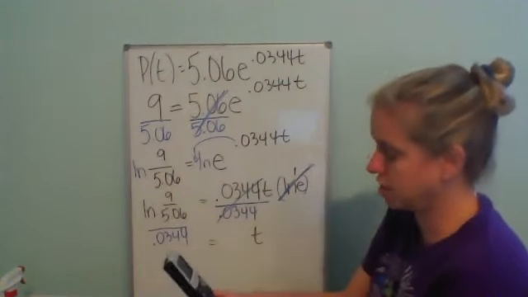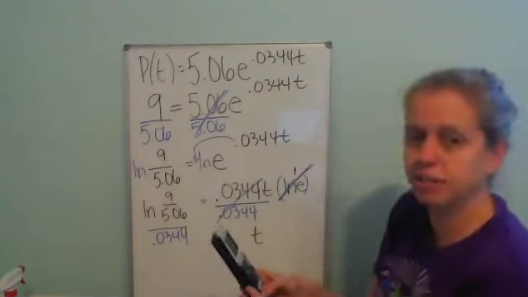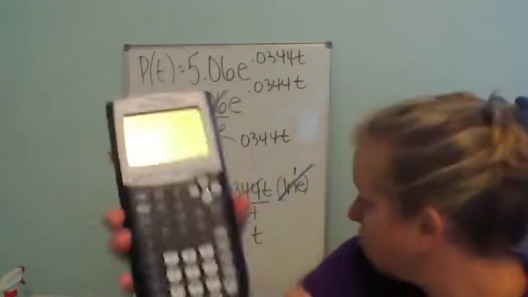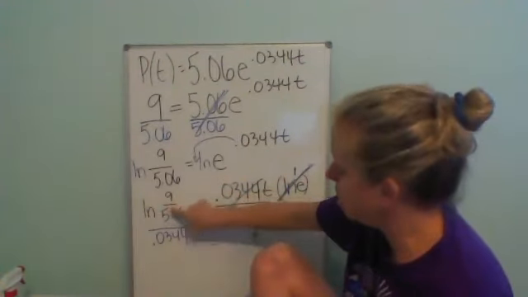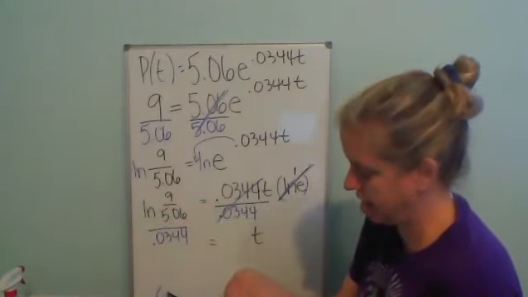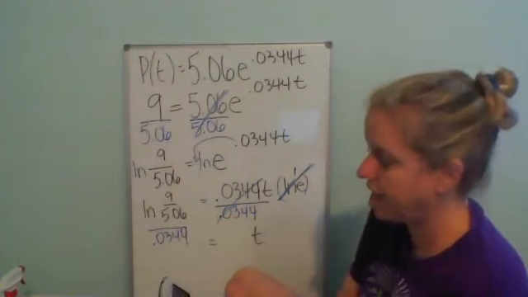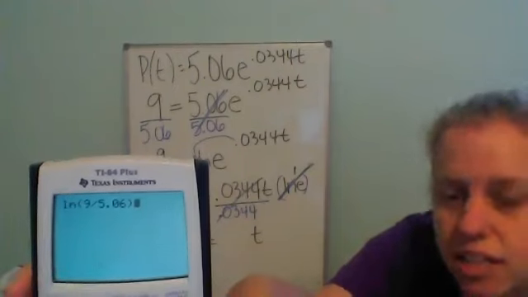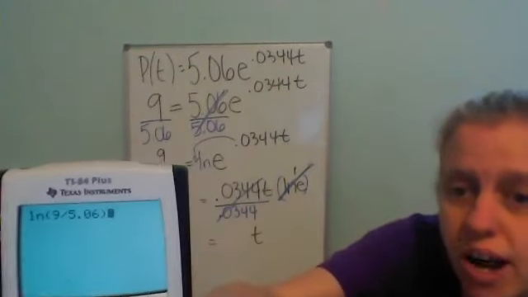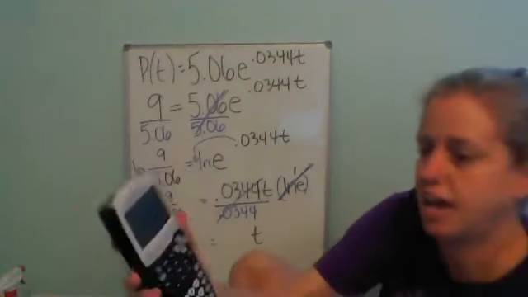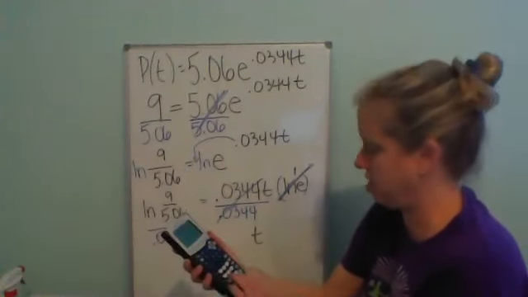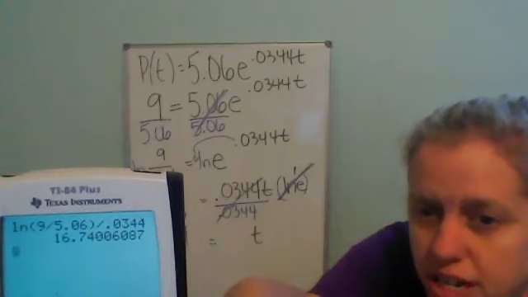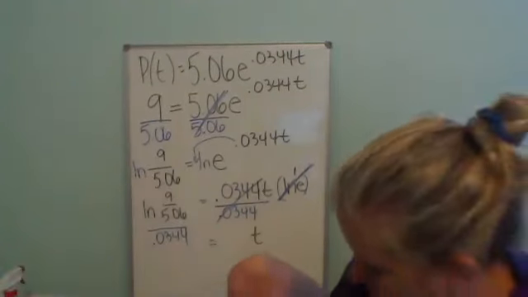So once I do this side, I'll have my answer. And this you just put in your calculator. So hit your ln button. Now once you hit your ln button, it gives you an open parentheses. In that first open parentheses, I'm going to put in 9 over 5.06. 9 divided by 5.06. And then I'm going to close the parentheses. So I'm there. Now I could hit enter and then hit divide by 0.0344, or I could just put it at the end of this. So I'm just going to, after this, say divided by 0.0344 and hit my enter. Look what I get when I hit my enter, 16.7400, all that.